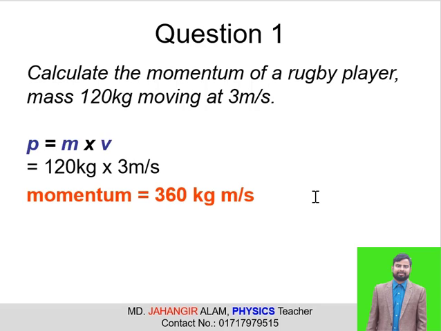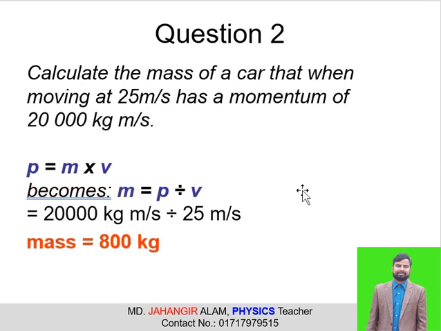There is a simple mathematical problem. Question number one: calculate the momentum of a rugby player, mass 120 kg, moving at 3 m/s. We know momentum p equals mass into velocity. So here mass of the rugby player is 120 kg, and velocity is 3 m/s. So 120 into 3 is 360. Unit of momentum is kg m/s. Remember, very important, unit of momentum is kg m/s. It is a very simple calculation.